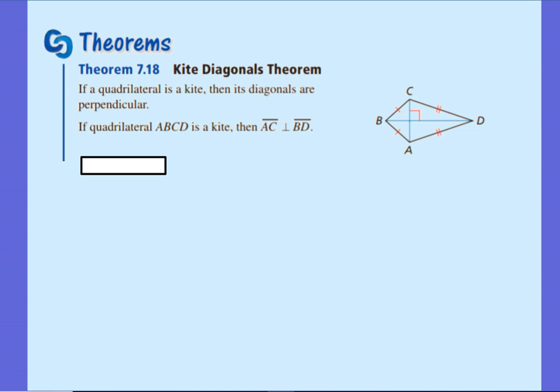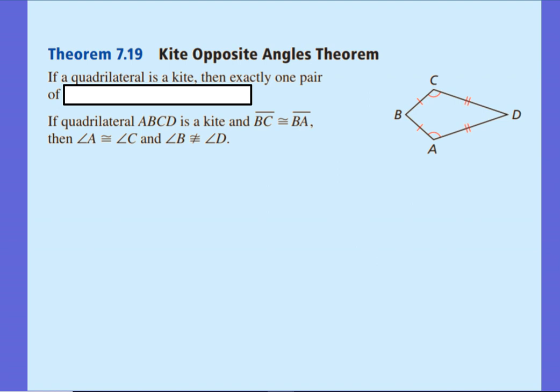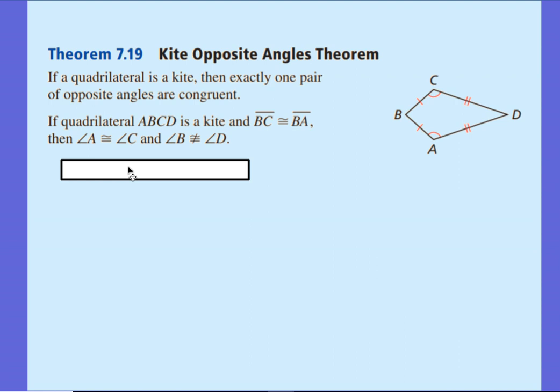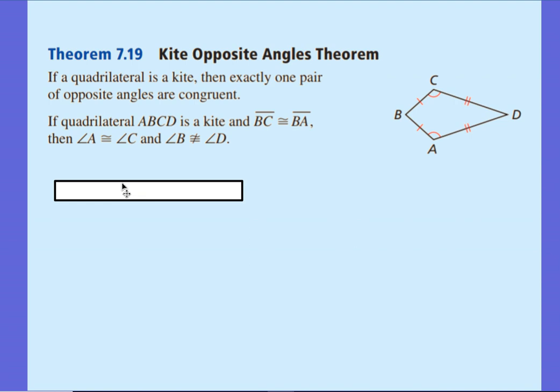The other characteristic of kites that we're going to discuss is their opposite angles. All right, what about them? Well, because they have two pairs of consecutive congruent sides, and their opposite sides are not congruent to one another, that means that both pairs of opposite angles cannot be congruent to each other. However, there is one pair of opposite angles that are congruent, and I can promise you it's always going to be the pair of angles that is created by the two non-consecutive sides that are congruent, all right?